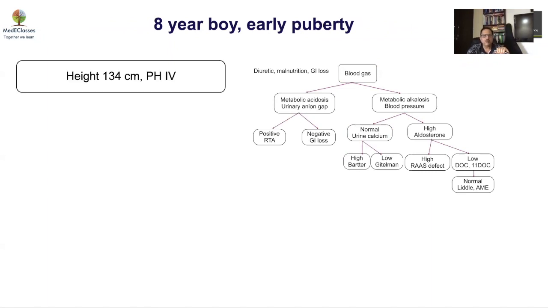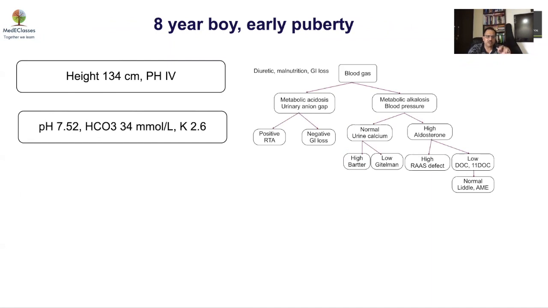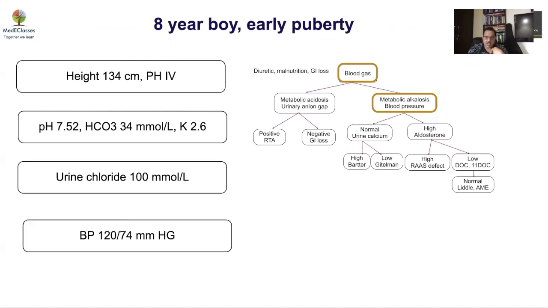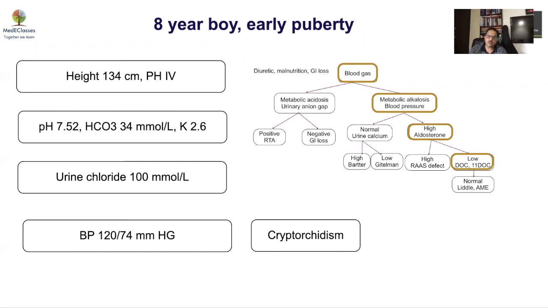An 8-year-old girl with early puberty, height is 134. There is severe metabolic alkalosis and hypokalemia. Urinary chloride is high. Blood pressure is high. So there is hypertension with metabolic alkalosis. We're looking at variants of CAH. And what we found was that there was actually cryptorchidism. So this child actually presented as a boy with precocious puberty. But when we worked up, we found hypertension and cryptorchidism. So this is basically a 46,XY DSD, which is now presenting with this picture. And this was an 11-hydroxylase deficiency.